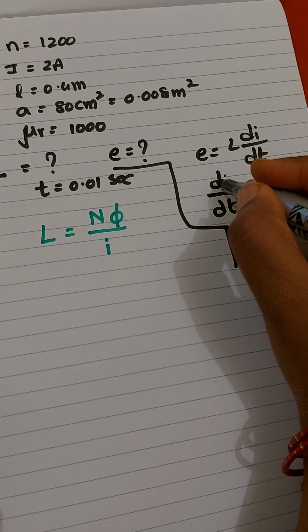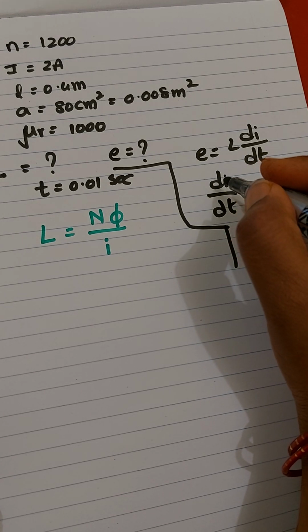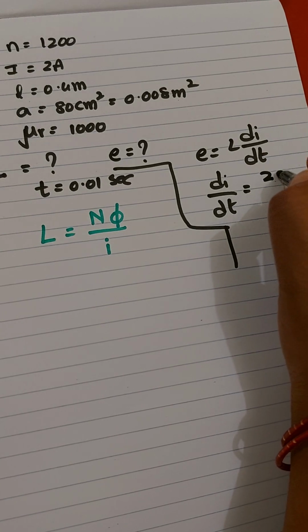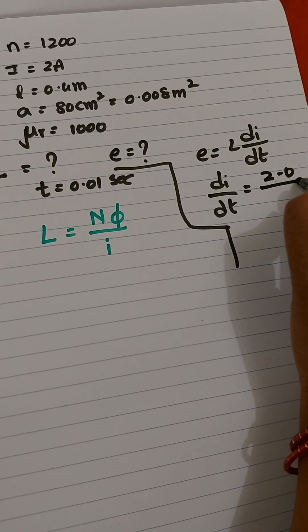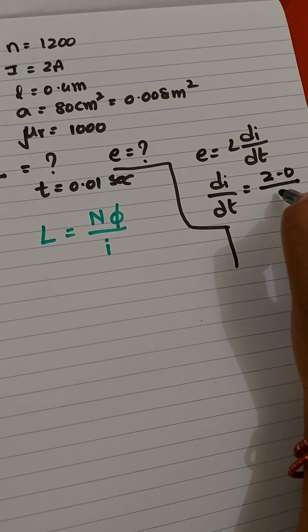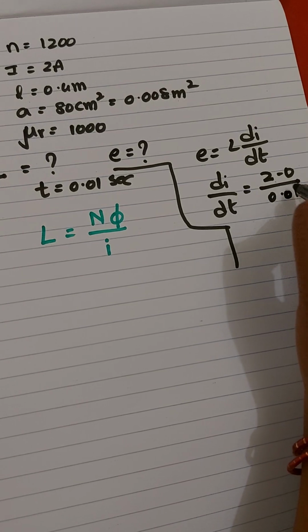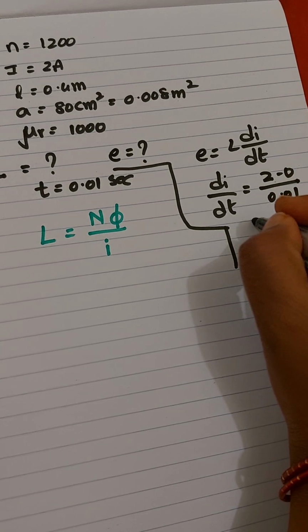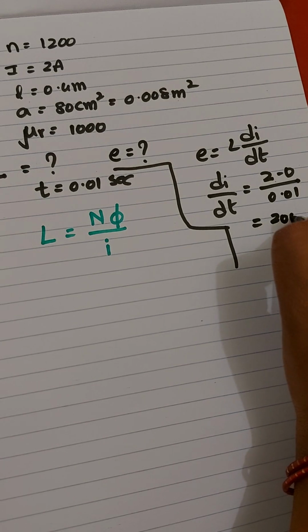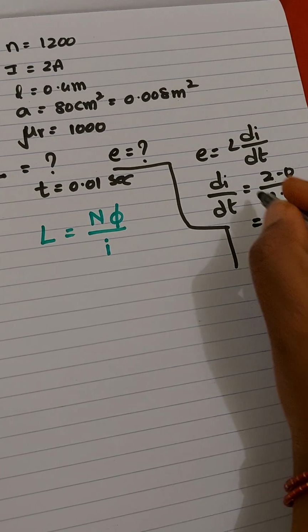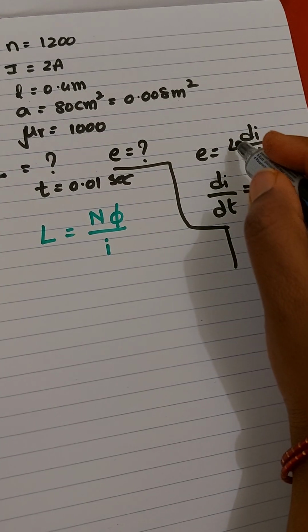What is di by dt? It is the time change of current. So what is the change of current? Current is 2, it's always 2, right? There is no change in the current according to the question. But the time period is given as 0.01 seconds. So 2 by 0.01 is 200 amps per second. So di by dt we know. Now we should know L.